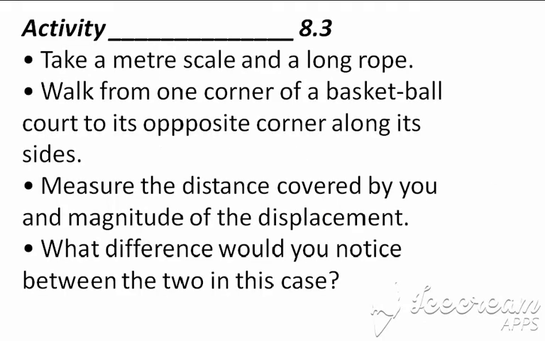Now activity 8.3. Take a meter scale, which you have done actually in school. If you remember, we have done on the ground. Take a meter scale and a long rope, walk from one corner of a basketball court to its opposite corner along its sides. We have done with 4 tables, and we also considered stamp to be one of our unit, if you remember, and we calculated everything and you also calculated everybody's velocity, and I asked you to plot the graph and you plotted the graph.